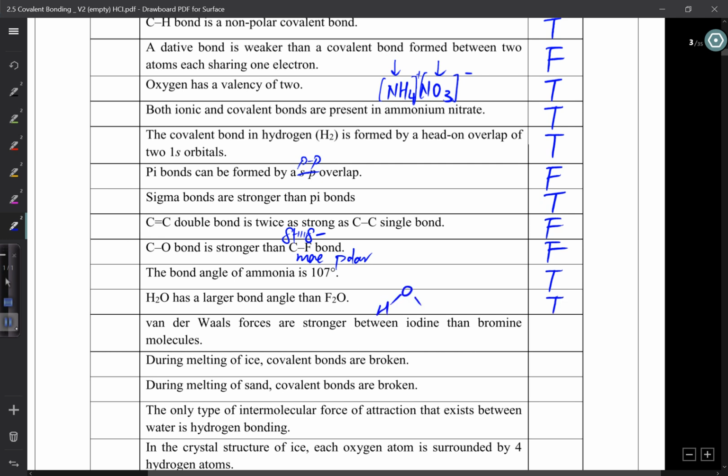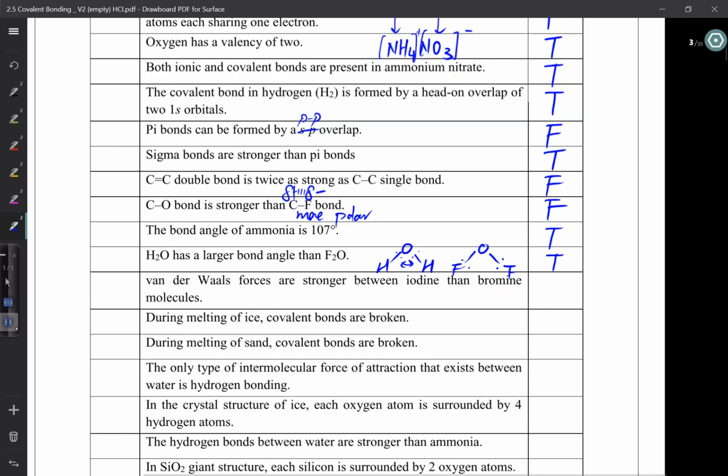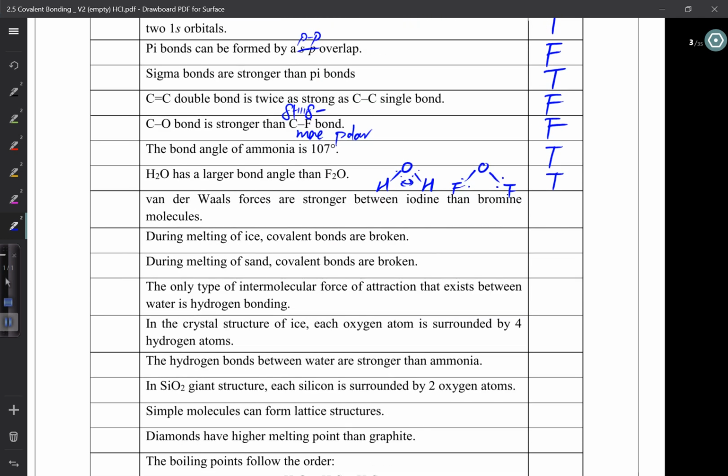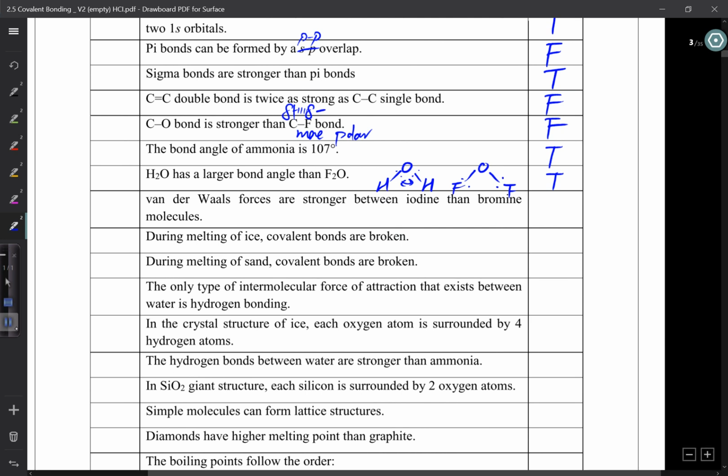We have mentioned that for OH2 and OF2, F is more electronegative than O, so electrons are closer to F. For H2O, they will be closer to O. If they are closer to O, that means they are closer to each other, repel each other more strongly, hence a greater bond angle. Van der Waals forces are stronger between iodine than bromine molecules. This is true, right? Because iodine molecules are bigger.